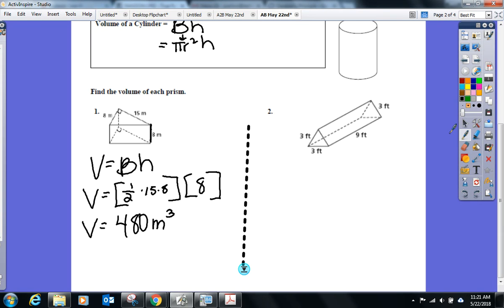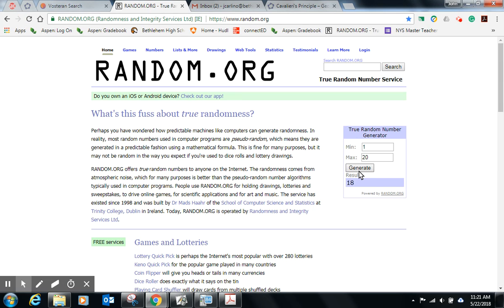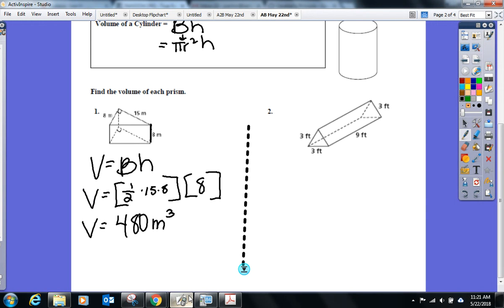All right, ready? Next one. Identify the base first. What shape is the base in this one? Triangle. All right, so it's going to be 1/2. No matter which side I pick as the base, it's going to be 3. How are we going to find the height, though?